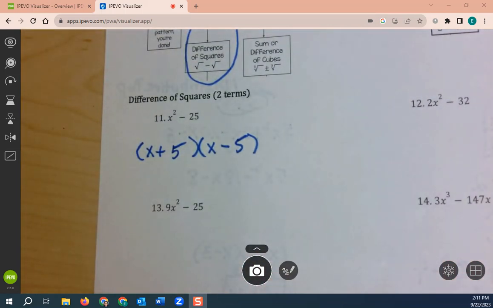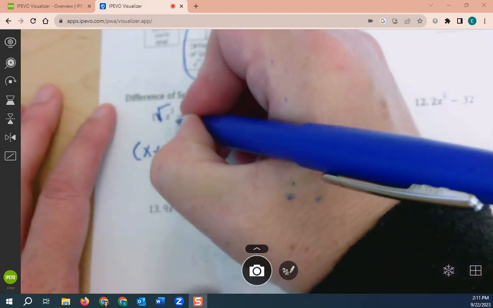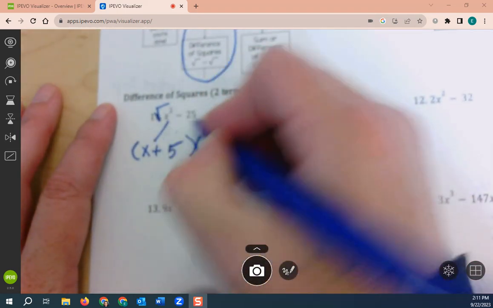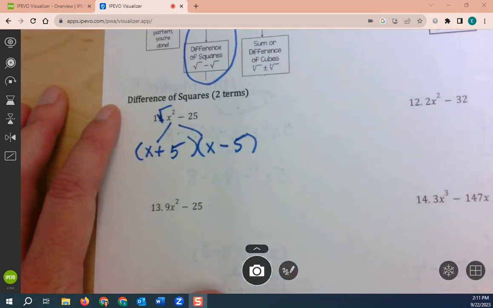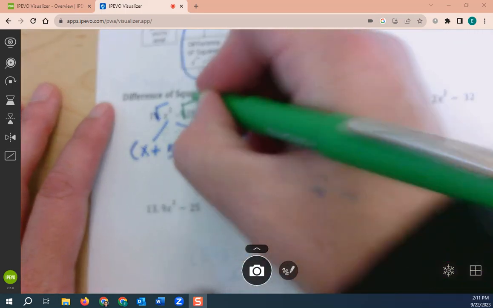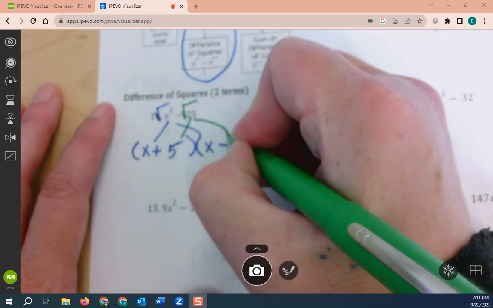Now the shortcut for this is just to do the square root of each term. So if I do the square root of x squared, that tells me that this is x. And if I do the square root of 25, that tells me that these two are going to both be 5.